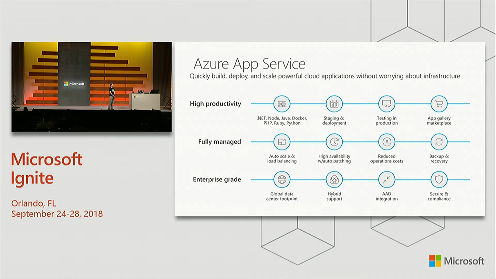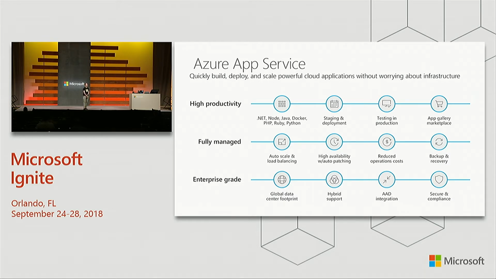We made some big announcements around Java recently, PHP support, Ruby, Python. We have staging and development deployment slots so that you can stage environments and swap between when you want to go from dev test into production. Testing in production, being able to route some traffic via A/B testing, that sort of route. And we've got a large gallery of applications on the platform.